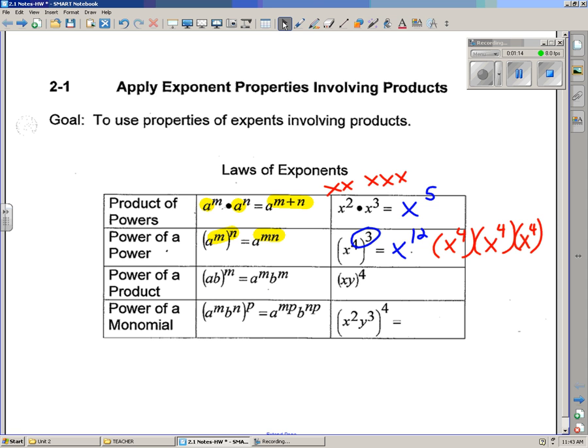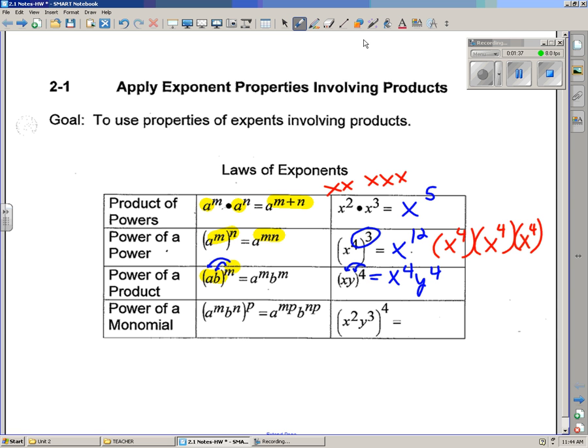When you have a power of a product, so you've got 2 different bases all being raised to the same power, it's just like the distributive property because you're distributing in the a to the m and the b to the m. So essentially you'll distribute in the fourth power to both of those variables inside, and you end up with just x to the fourth, y to the fourth.